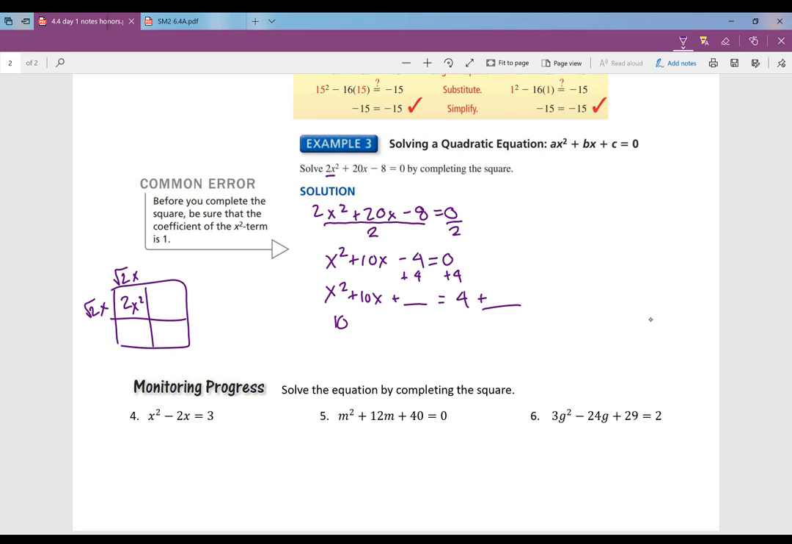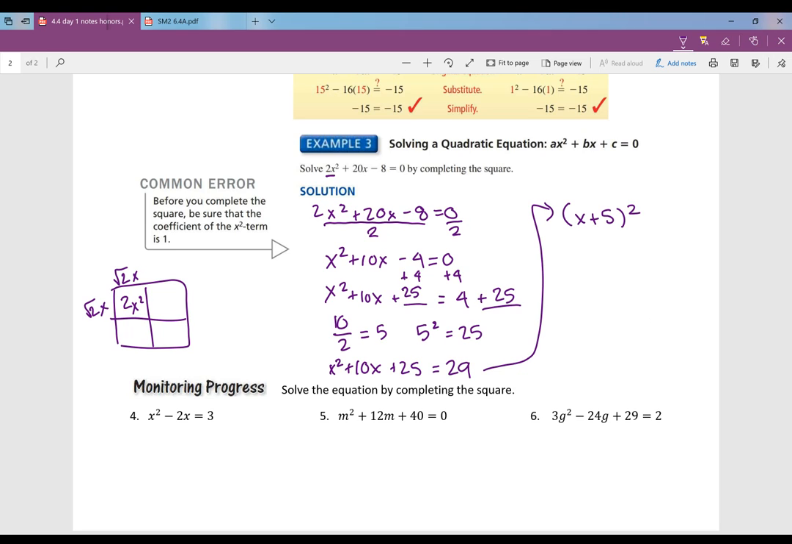So if we do 10 divided by 2, that's going to be 5. 5 squared is 25, so that means we're adding 25 to both sides. So on the left, we have x squared plus 10x plus 25 equals 4 plus 25, which is 29. Then we can rewrite the left side as (x plus 5) squared, right? Because half of 10 is 5 and 5 squared is 25, equals 29.